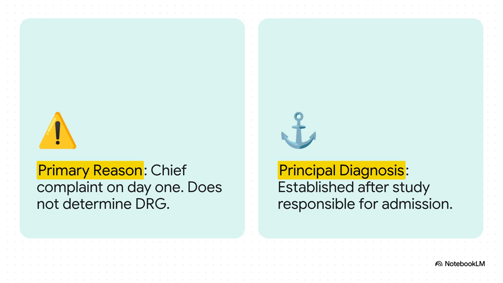The principal diagnosis, however, is the condition established after study to be chiefly responsible for occasioning the admission. So, while the primary reason might have been chest pain, after all the tests and labs, the principal diagnosis is established as an acute myocardial infarction. That after-study diagnosis is what determines your MDC. It's the anchor that drives the entire claim.